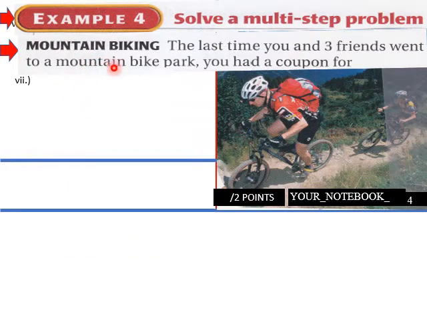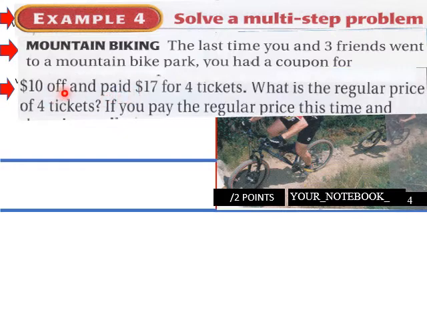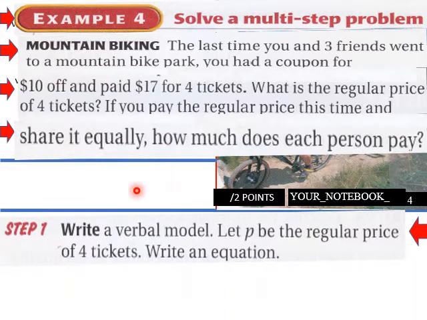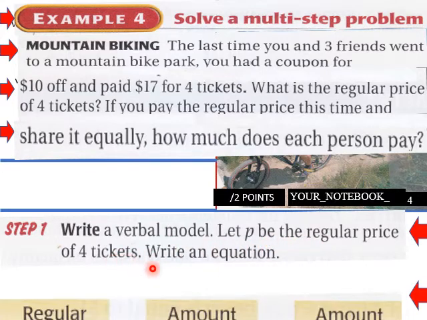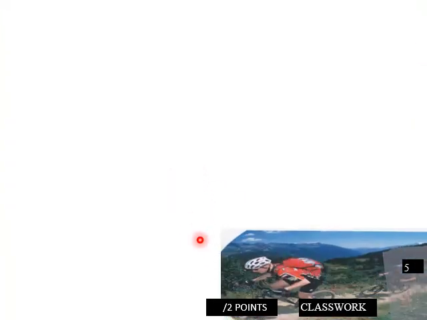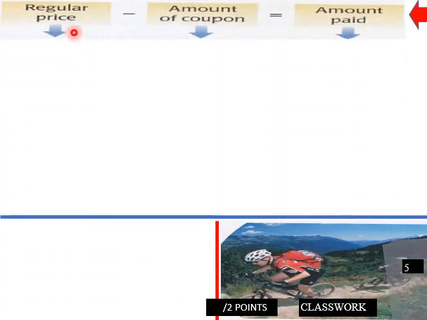Solve a multi-step problem. Mountain biking. The last time you and 3 friends went to a mountain bike park, you had a coupon for $10 off and paid $17 for 4 tickets. What is the regular price of 4 tickets? If you pay the regular price this time and share it equally, how much does each person pay? So write a verbal model. Let P be the regular price of 4 tickets. Write an equation. So we have regular price minus amount of coupon equals amount paid. That's our verbal model of the math equation.